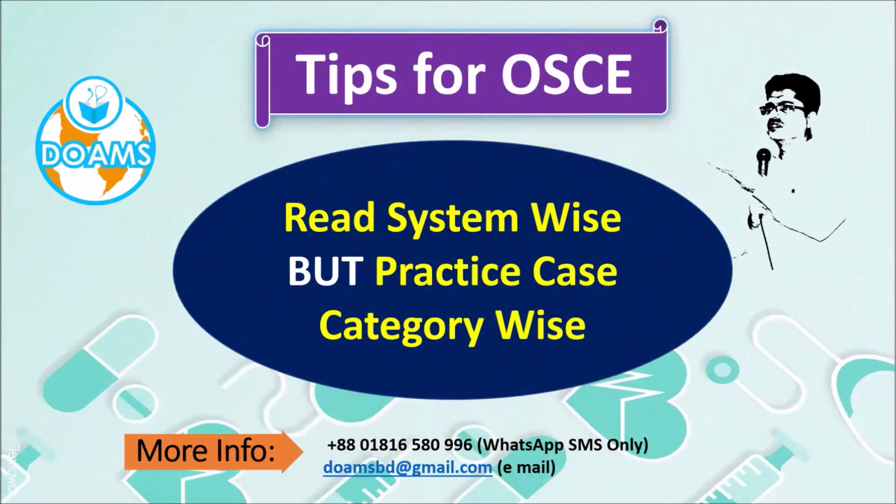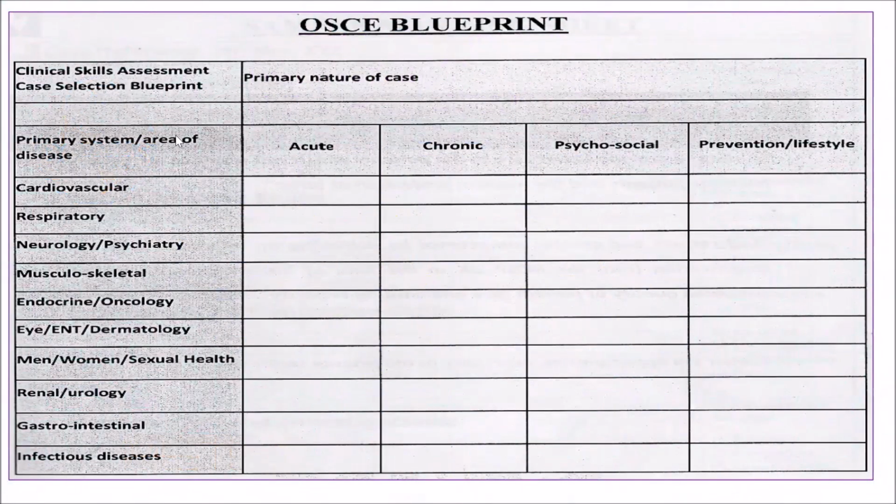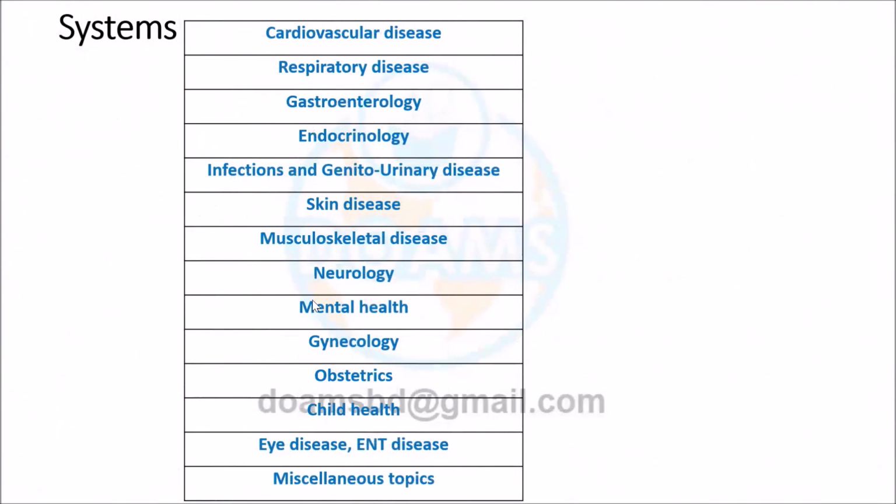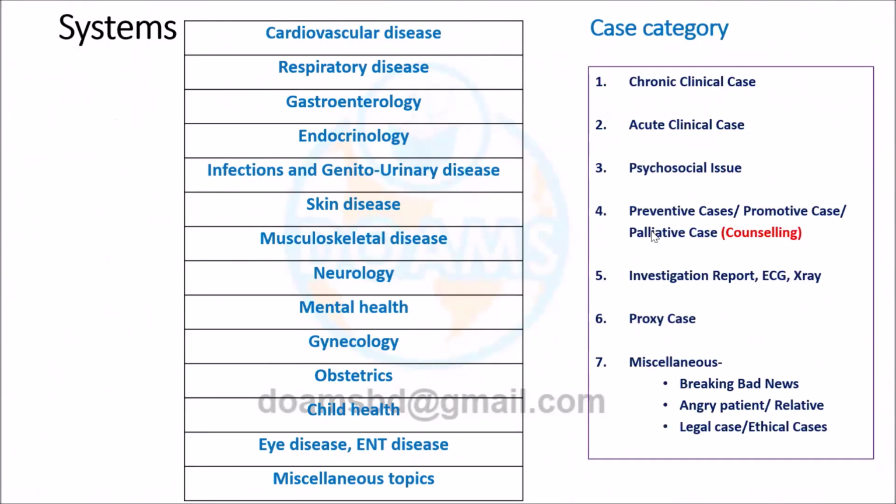And sometimes we share the message: read system wise, but practice category wise. What is the category? I am showing you now. The Royal College already showed you the system; this is the category. But for your practice purpose, we divide the system in many broader ways. Some of you already attended our categories before and appeared in the exam. There will be chronic, acute, and so on. So you need to practice in this way, but you will learn the cases according to the system. Especially those appearing in the coming time need to practice this way.